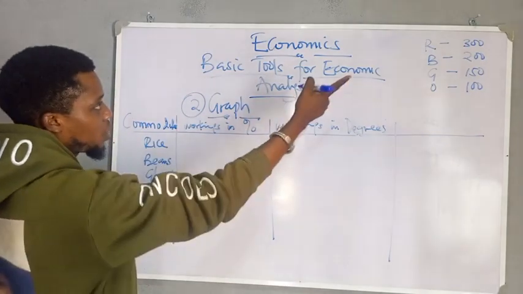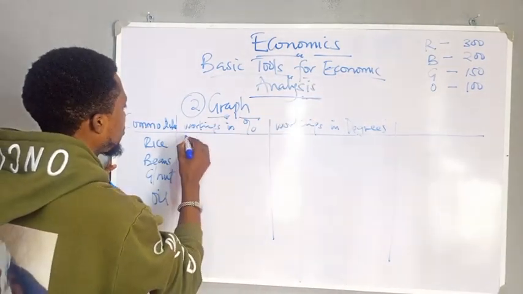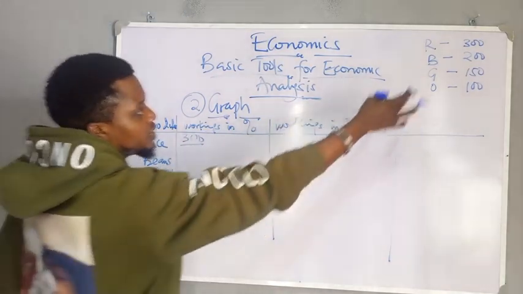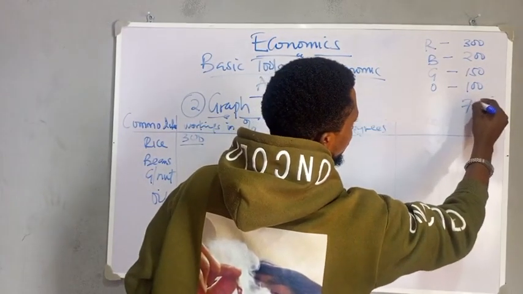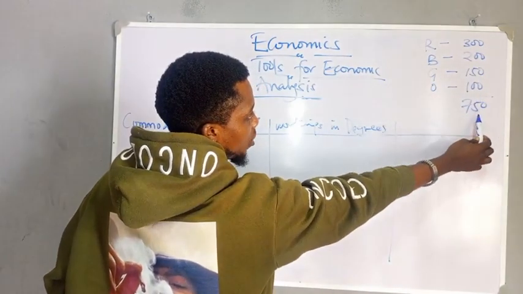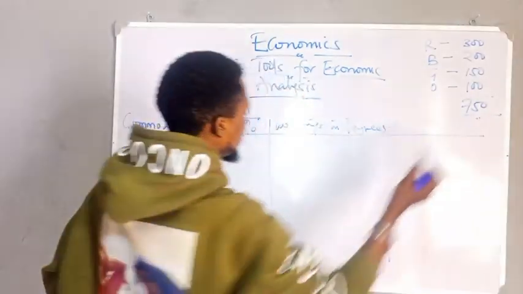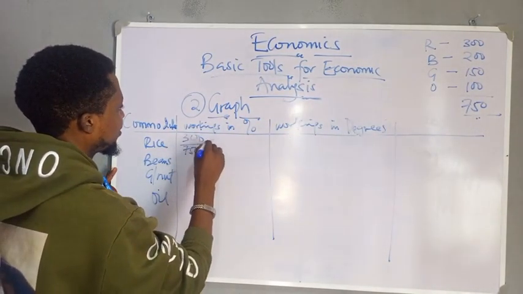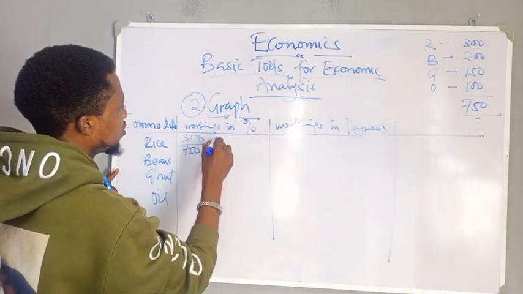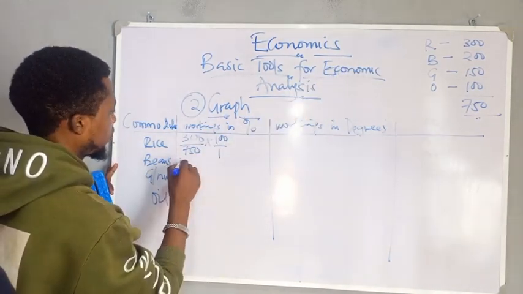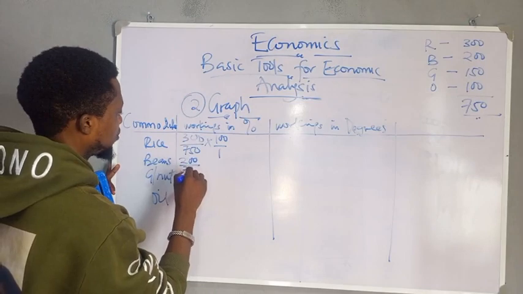Okay, now for rice we have 300 all over the total, which gave us 750. Don't forget, the total of all the values in million gave us 750 million naira. So we have 300 all over the total, which is 750, times in percentage 100 over 1. For beans we'll have 200 all over 750.